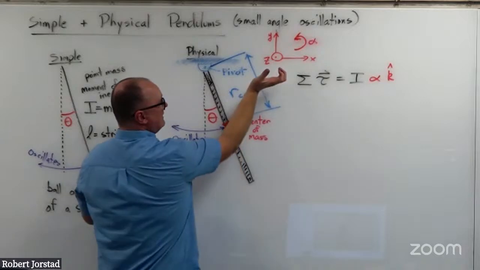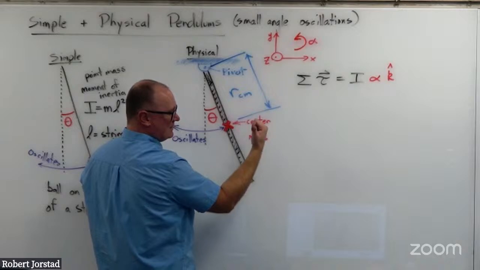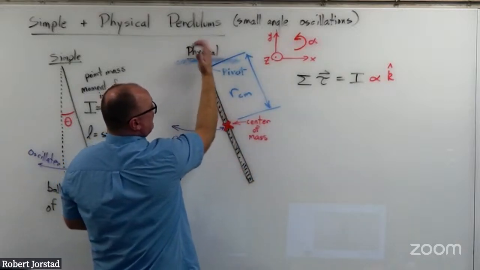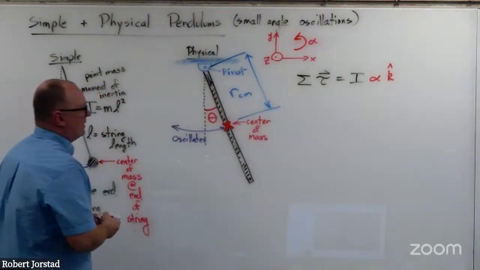Again, k hat meaning out of the page torque, meaning line up the thumb of your right hand with the axis, and we're calling this the positive direction. Okay, counterclockwise, normal math direction. Well, let's think about it.